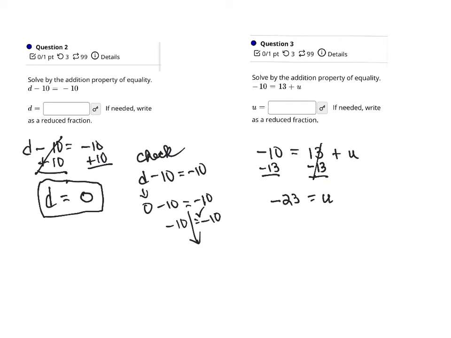Now, let me show you one thing. When you're writing your answers in here, notice the u equals is already there, so you're just going to put in negative 23. Over here, the d equals was already there, so you would just put in 0. So don't put extra, they'll count it wrong.